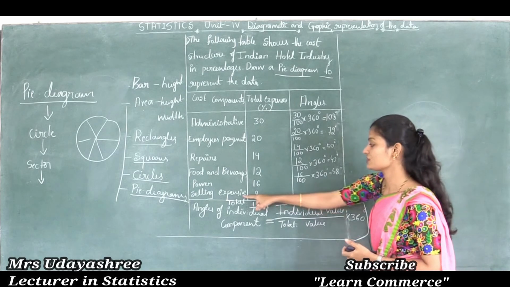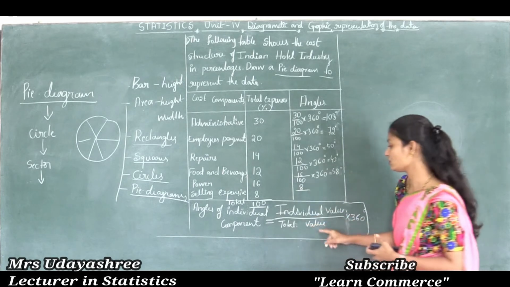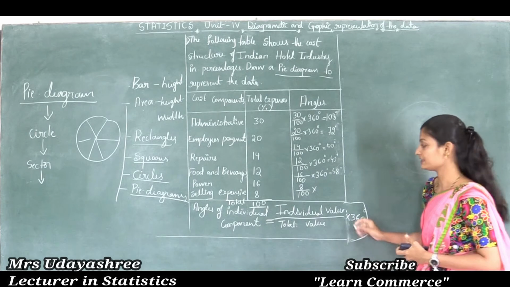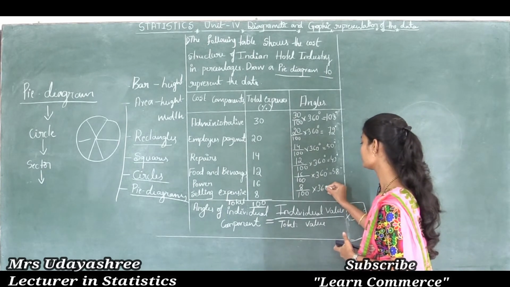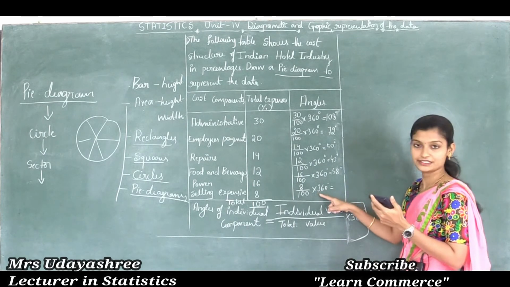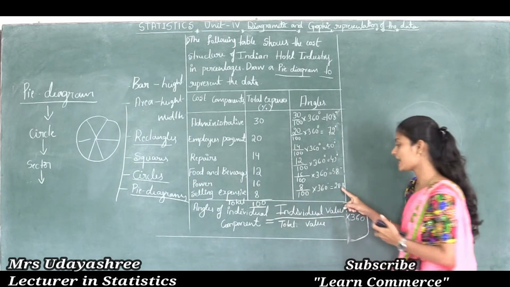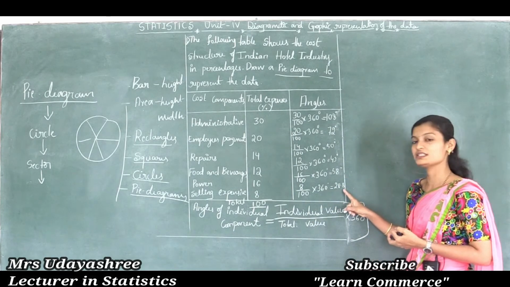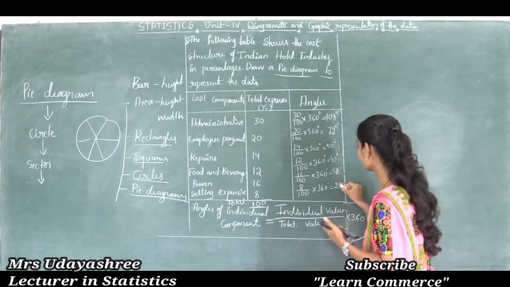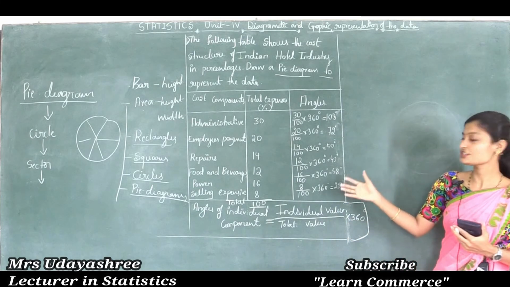Selling expenses, this is the individual component. For this the individual value is 8. 8 divided by total value, that is 100, into 360 degrees. So 360 we need to substitute here. This is equal to 8 divided by 100 into 360 degrees, 28.8. See, after the decimal point the first digit is more than 5, therefore I will take the approximate value, 29.